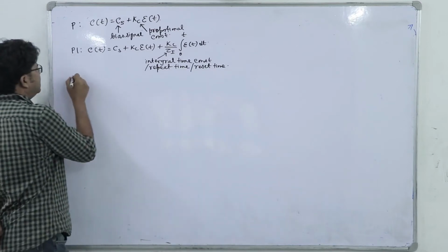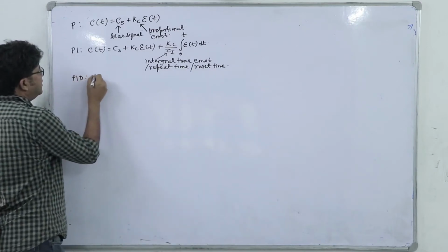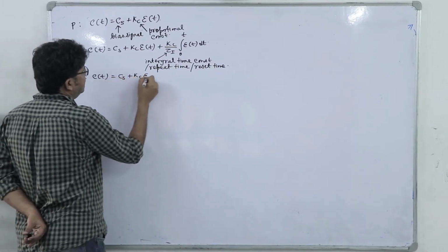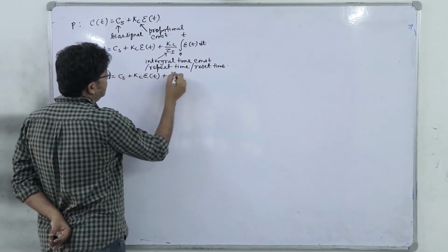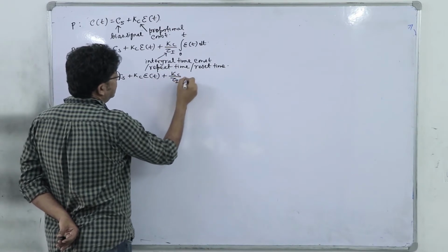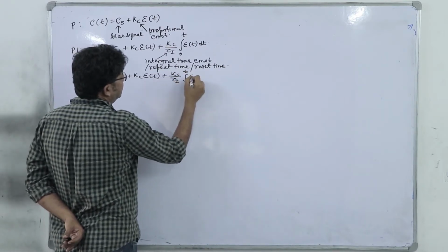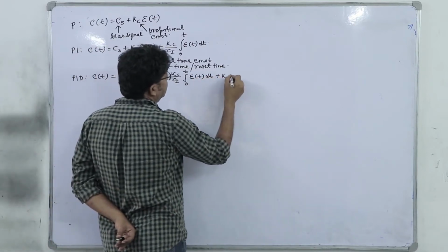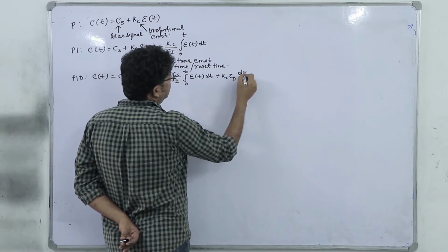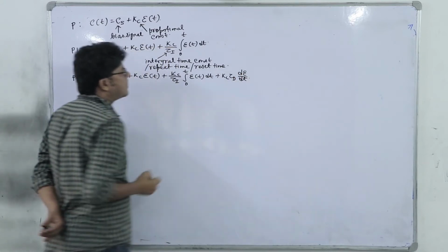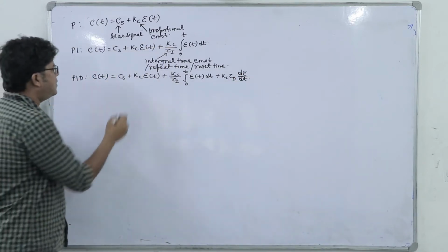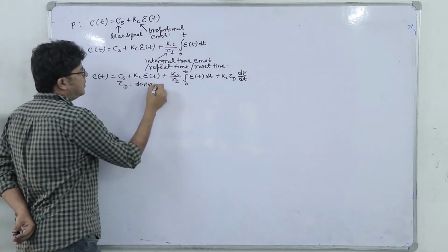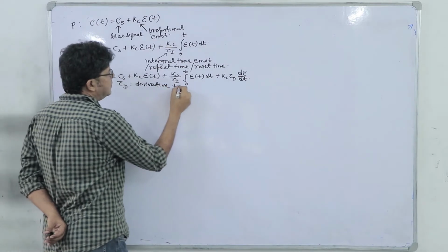And similarly, the PID has C(t) equal to Cs plus Kc ε(t), plus Kc by tau I integral from 0 to t of ε(t) dt, plus additionally Kc into tau d dε/dt. So, this tau d is the derivative time constant.